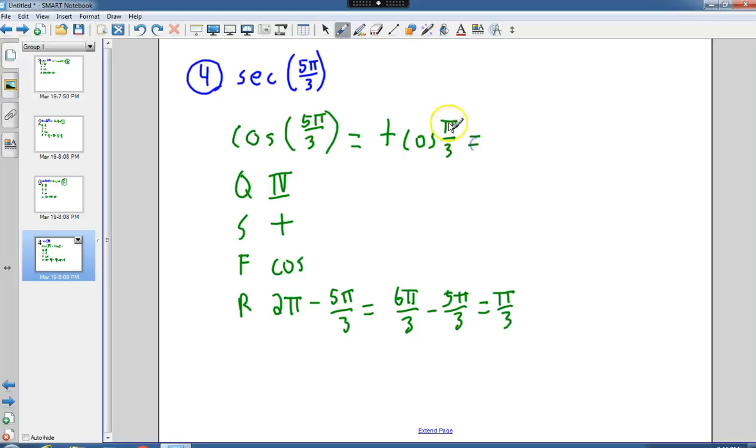Cosine of pi over 3 is an exact value that you need to have memorized. Cosine of pi over 3 is just equal to 1/2, so this will be positive 1/2. And that's what the cosine of 5 pi over 3 is. Since secant is the reciprocal of cosine, the reciprocal of 1/2 is just 2. So the final answer to this problem is that the secant of 5 pi over 3 is equal to 2.